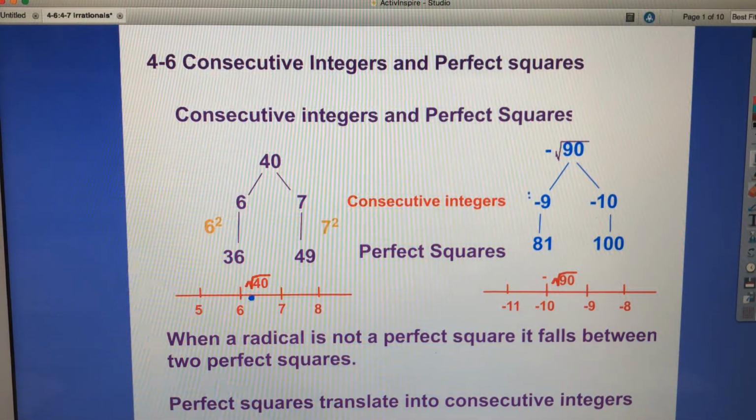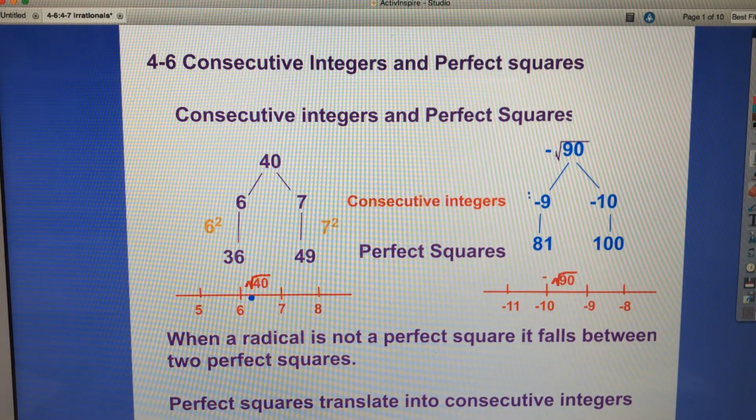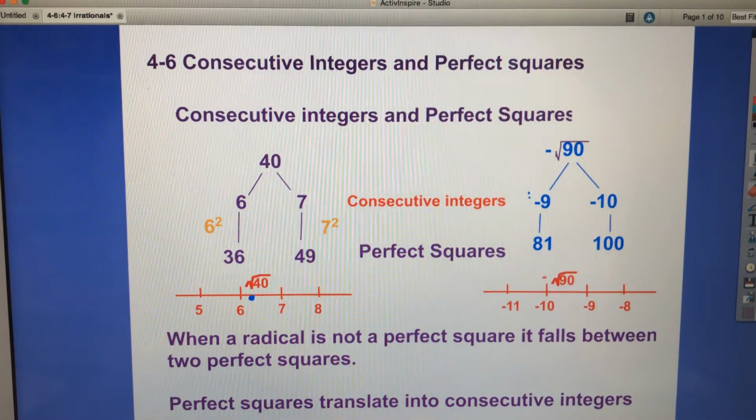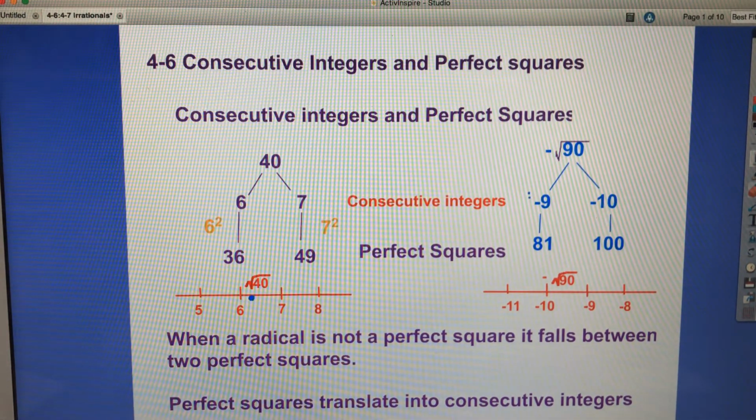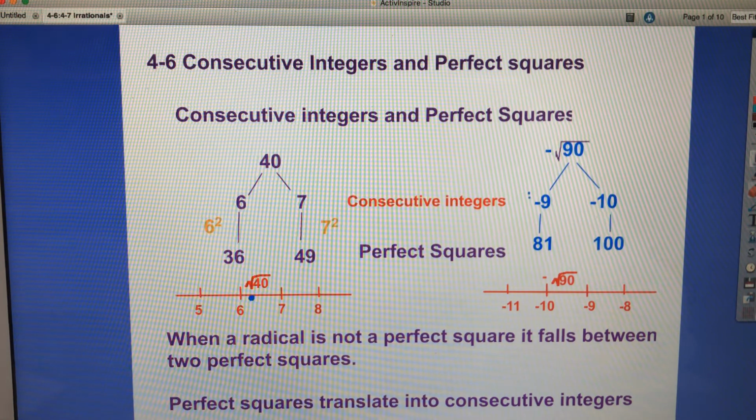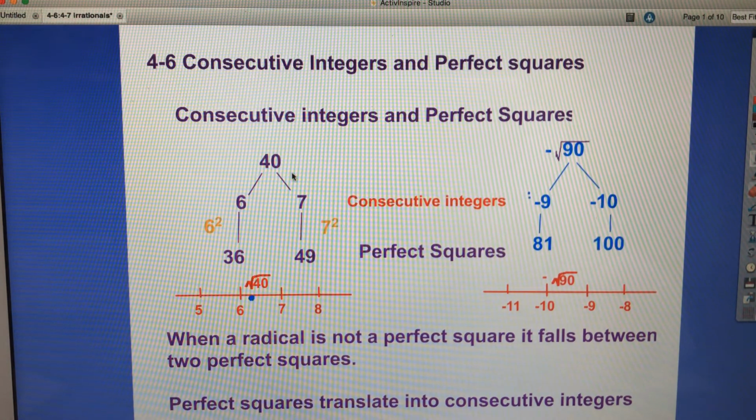All right, let's take a look at something called consecutive integers and perfect squares. Consecutive integers and perfect squares, you find it all the time on a standardized test. It says you take a number. Let's take 40. What are the consecutive, oh, there should be a square root sign around it.